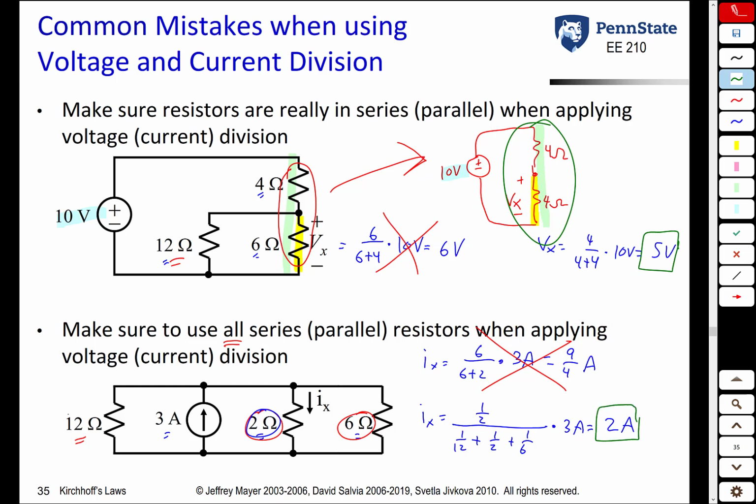Notice, because we have 3 resistors, we have to use a more complicated equation rather than the shortcut equation. The shortcut equation only works when you have just two resistors.